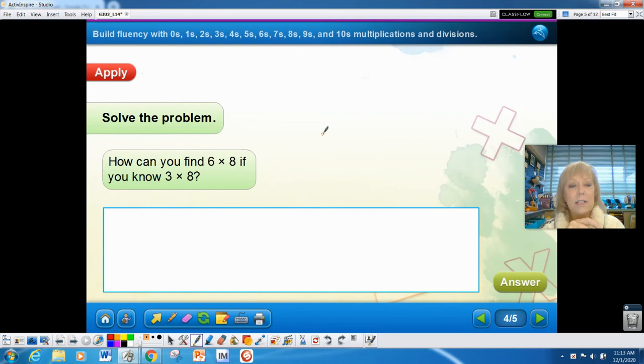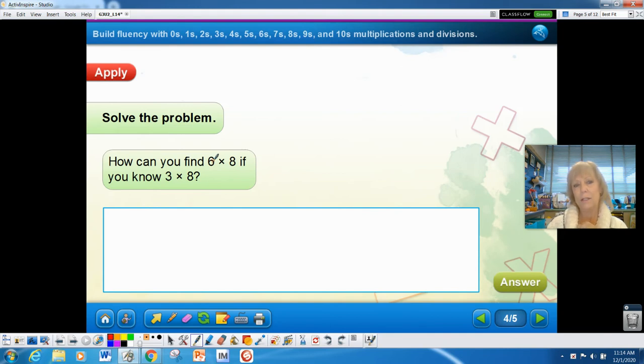So they want us to solve this problem, and the question is, how can you find 6 times 8 if you know 3 times 8? How do you think? What is a good strategy? What do you notice first between the 6 and the 3? Well, the first thing I see is that 6 is twice as much as 3. So if I know what 3 times 8 is, then I can just double it, and I'll be able to figure out what 6 times 8 is.